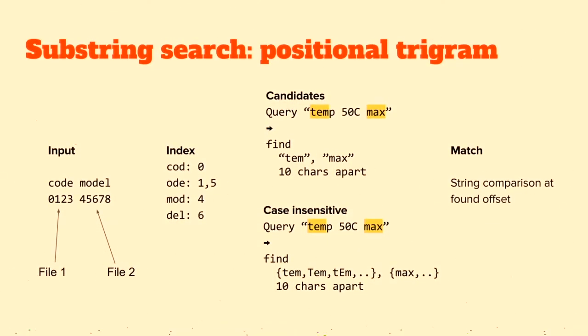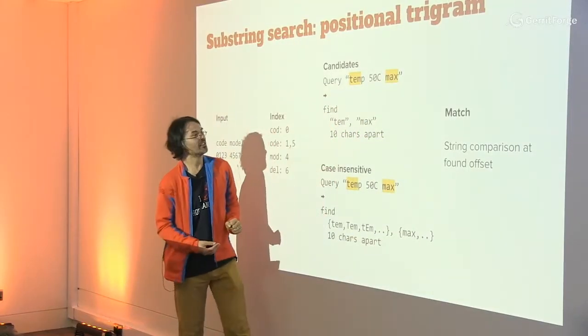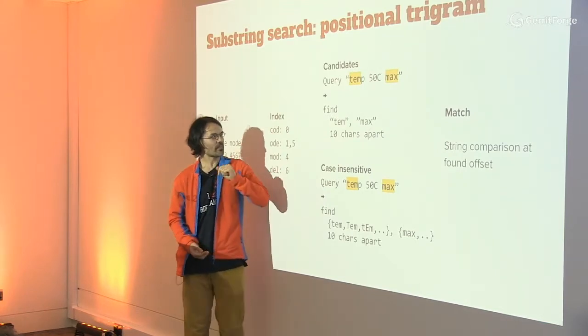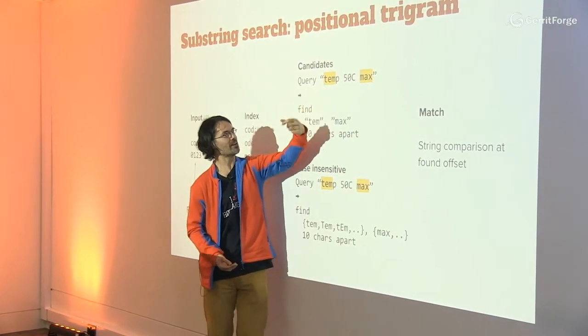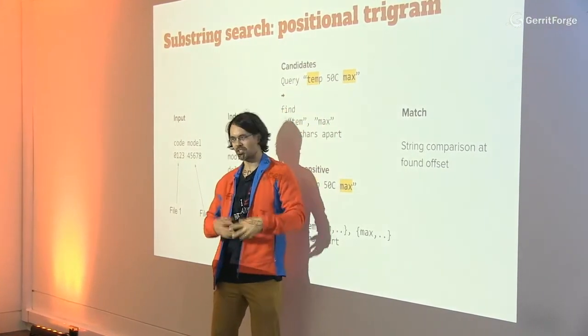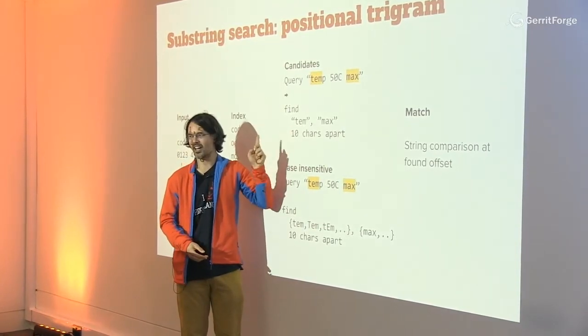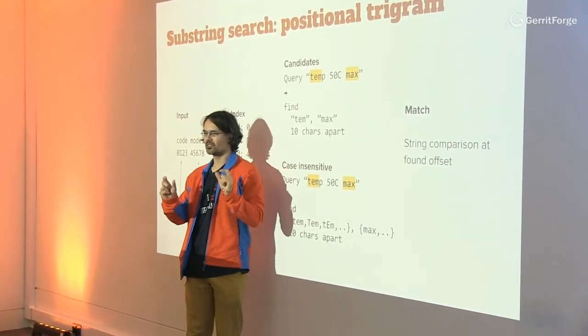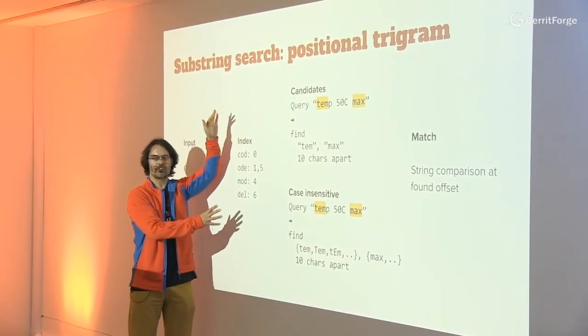Now, if you want to look for a string, for example, the string temperature 50 C max, then you take the first group of 3 characters, which is TEM, and the last group, which is MAX, and then you look for these at exactly a distance of 10 characters apart. And because we have this additional data structure over here, we can do that very efficiently.